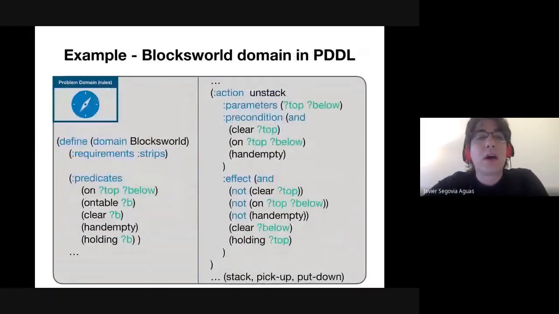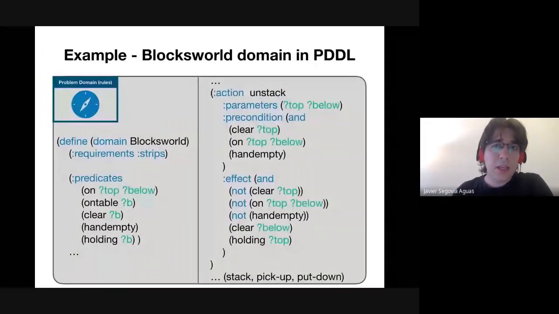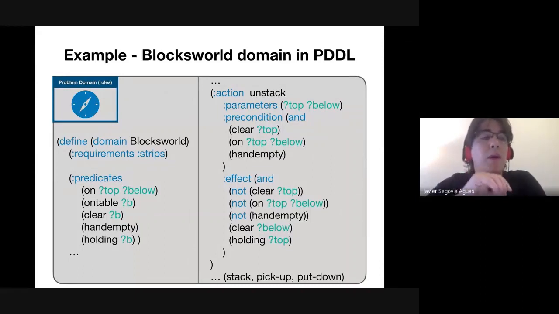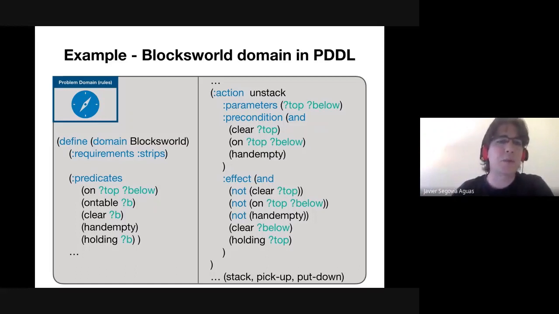So how does the blocks world domain look in PDDL? We showed before the images of the actions, but how are they specified in this language? First we have the domain name, so we say that the domain is blocks world. In every problem, we have some requirements that are useful for state-of-the-art planners. In this case, STRIPS, which is the most basic, that is just predicate logic.